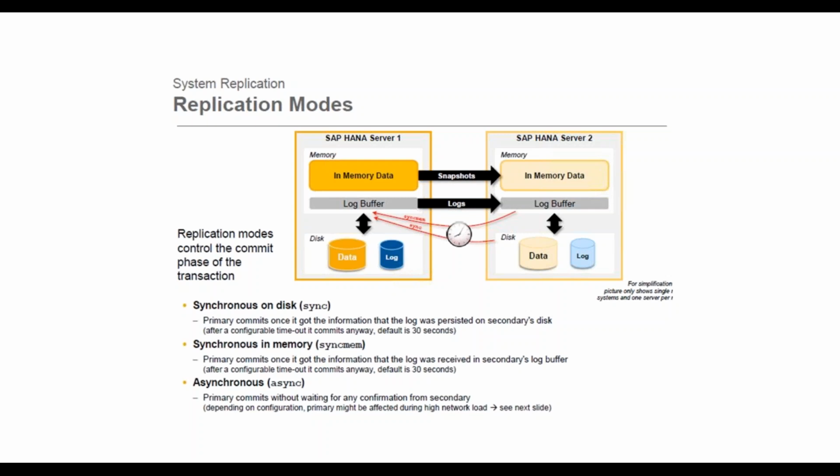So when you go with the synchronous option, the user has to wait for a long time, almost double the time it would take without system replication. Suppose earlier it was doing the transaction in 1 second, now it will take 2 seconds, maybe even more, depending on the network communication between the primary and secondary systems.